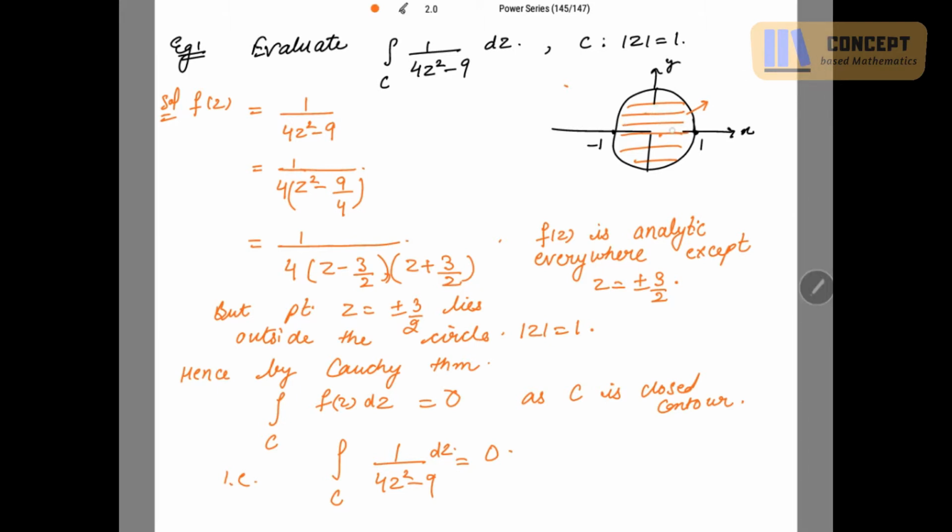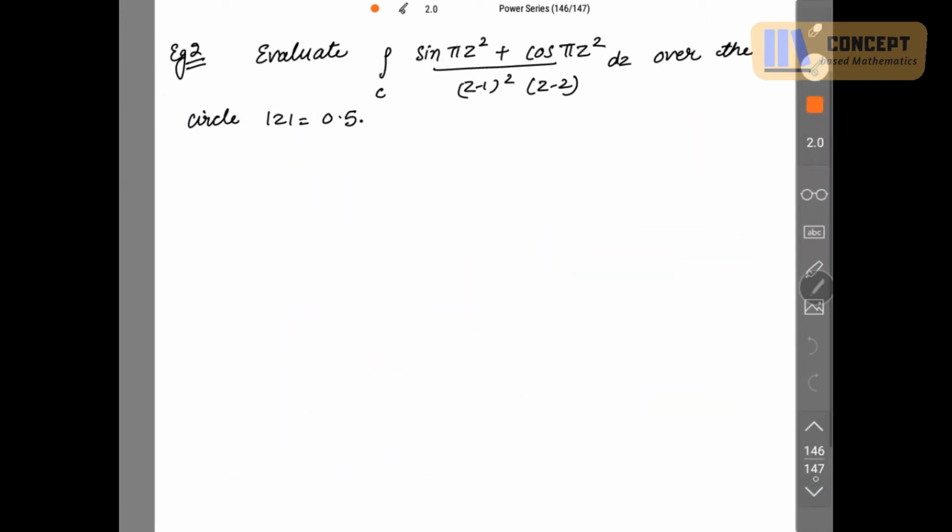It will be clearer to you with another example. Evaluate this integral over the circle mod z equal to 0.5. Now here the circle is not the unit circle but half of that.